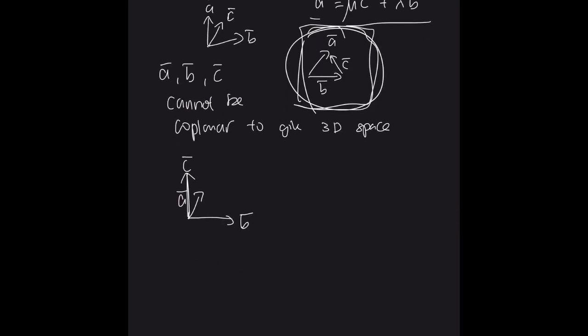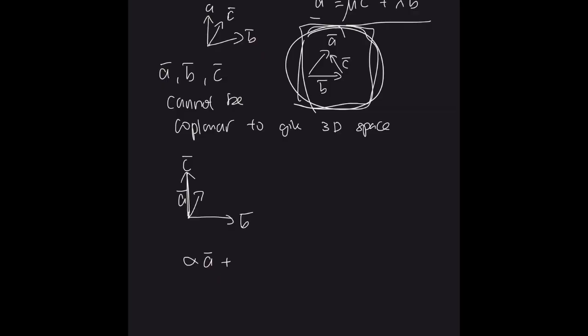So what is the mathematical representation of this non-coplanar property of vectors, or this property that we want in order to have 3D space? Well, this can be represented with an equation.